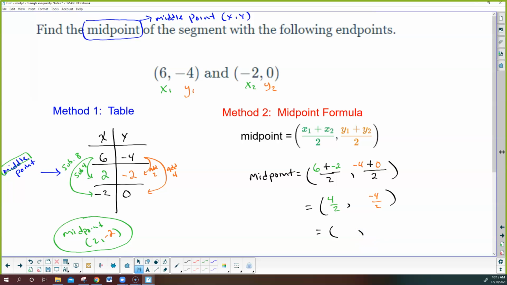Our answer is not a single number. It's the x values, 4 divided by 2 is 2, and then it's the y values. And notice we get the exact same answer as we did in the table. It's up to you. Sometimes it's beneficial to use the formula. I honestly think the table is a lot better. But you get to pick which method you want to use.